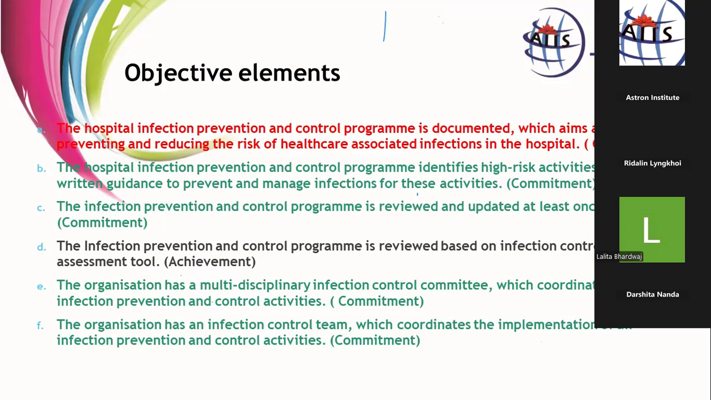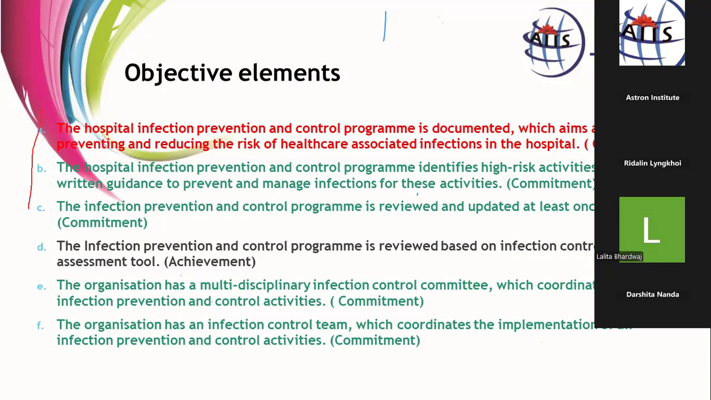So in first point in your manual, you need to identify the high risk activities like hand hygiene, spill management, and the exposure of contaminated waste items. So you have to write these activities in your manual.